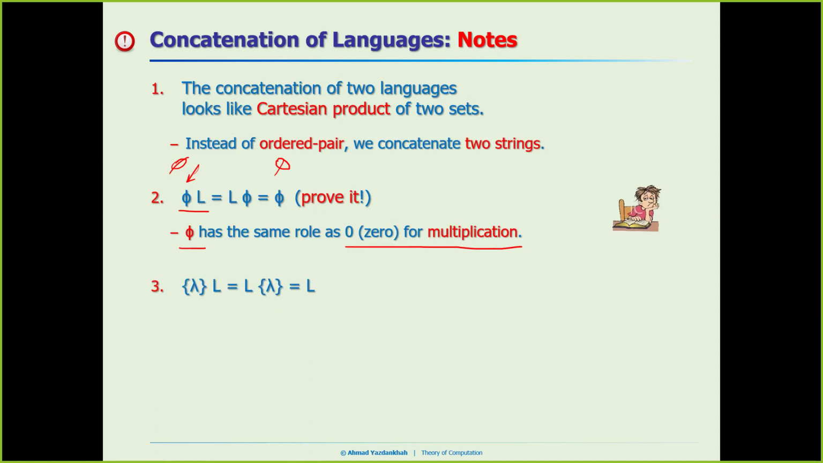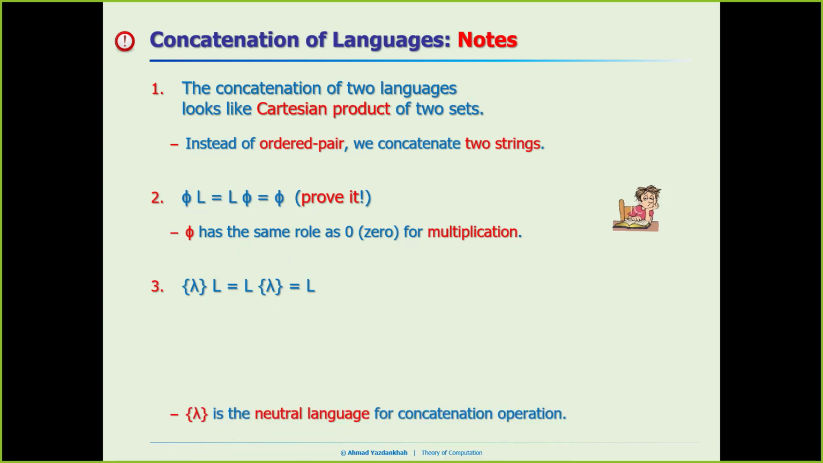And you remember this guy, which is a formal language, we called it lambda formal language. If you concatenate it from left or right, you will get the same language. It means that this guy is neutral for concatenation. And it looks like what for multiplication? It looks like 1.